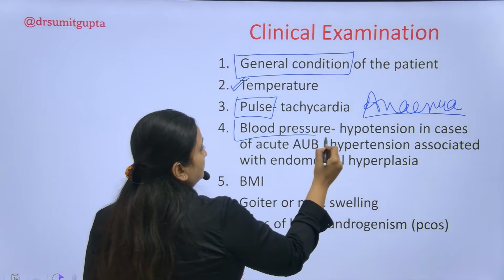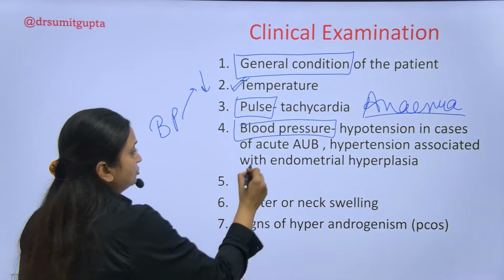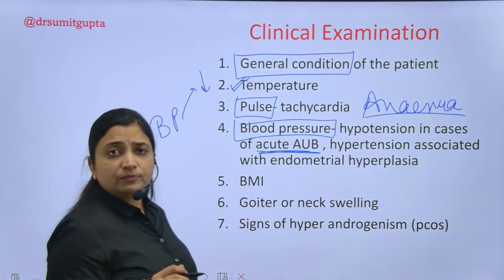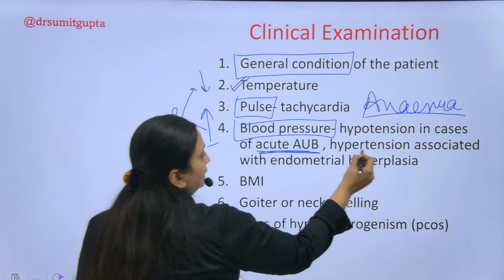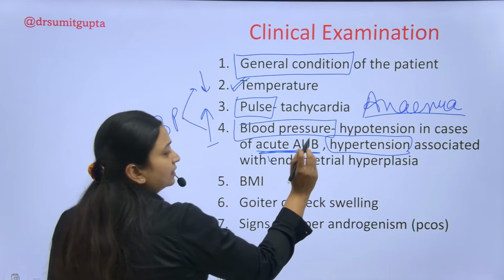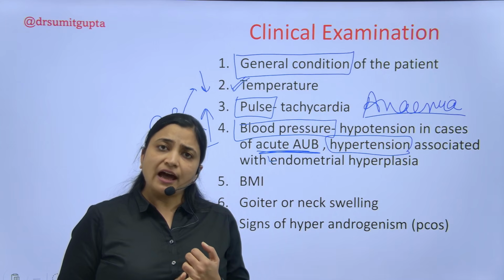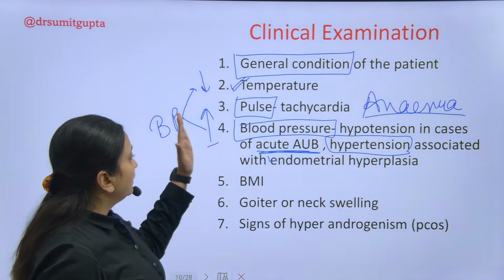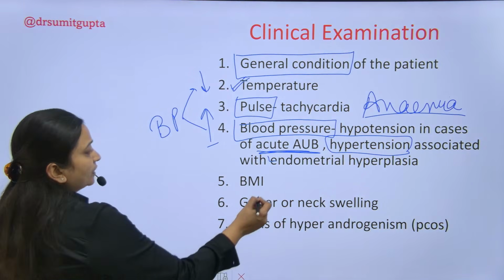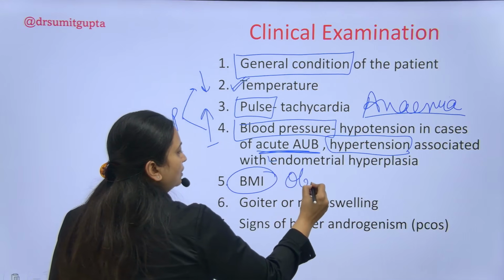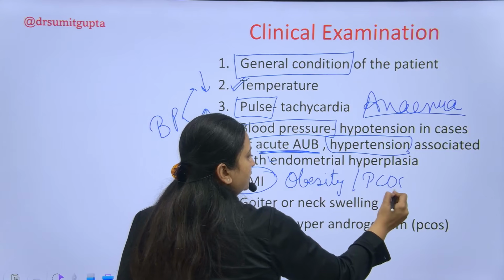Then blood pressure. BP is generally decreased if it is a case of acute AUB. She is having too much bleeding that the BP has fallen. Or if the blood pressure is chronically high, then it may be associated with endometrial hyperplasia. We know that endometrial hyperplasia is associated with hypertension and obesity. So keep in mind, if the patient is having hypertension, just give a thought about endometrial hyperplasia. Then comes the BMI. As I told, obesity can be linked with endometrial hyperplasia or PCOS, right?